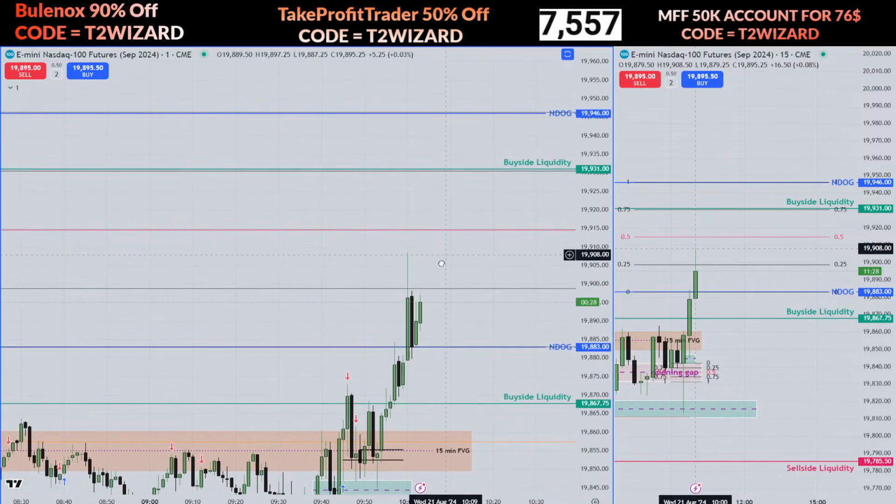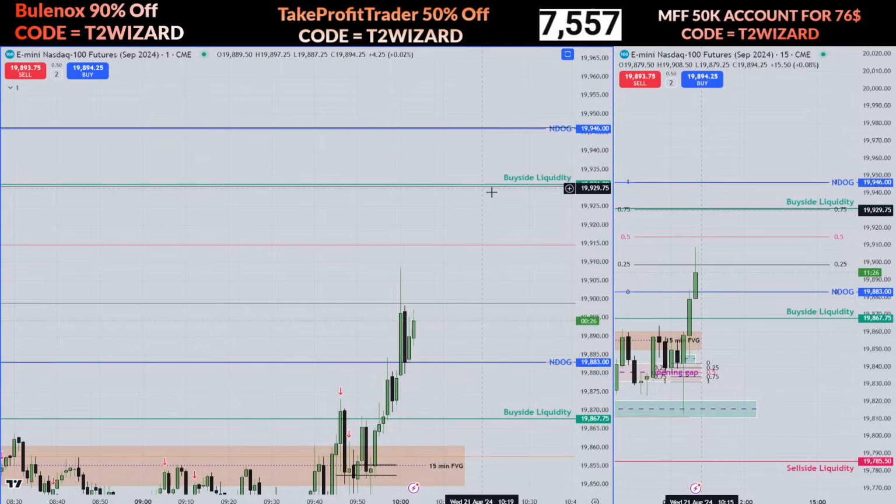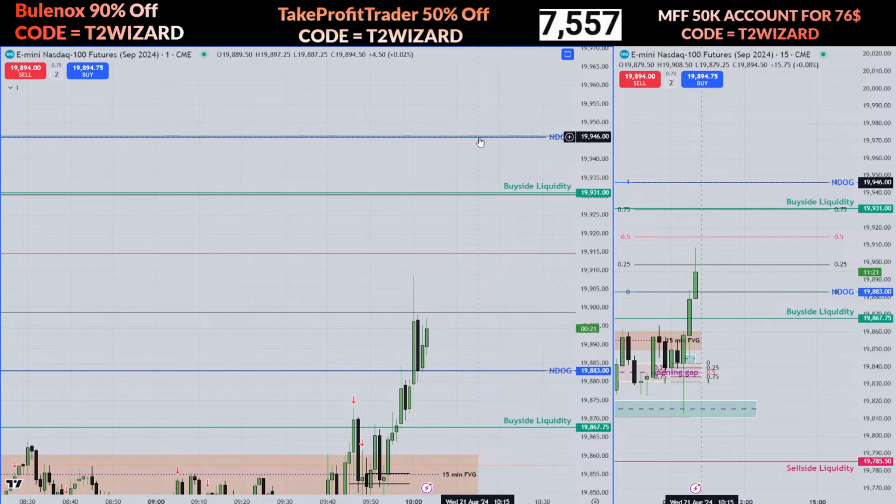I'm still bullish until this buy side liquidity and that area. So this gap is my first target. Can it reach for that gap?